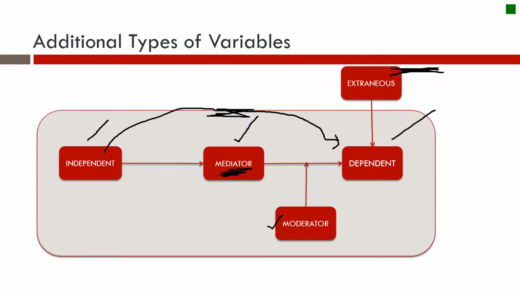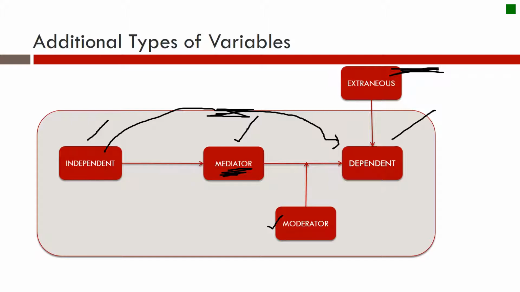If you know of a variable that is outside and you can measure it, then it might be worth putting into your model and looking at its overall effect. That might be something that you want to do. So extraneous variables are ones we may or may not be able to capture.